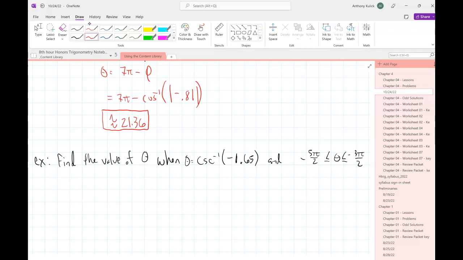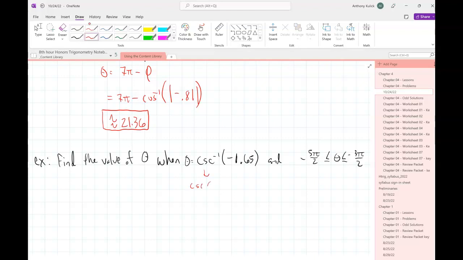Find the value of theta when theta equals cosecant inverse of negative 1.65 and negative 5 pi over 2 is less than or equal to theta, which is less than or equal to negative 3 pi over 2. Two things actually kind of tricky going on here. First thing that's probably most obvious, Mr. Kulik, I can't type cosecant inverse into my calculator. I don't have a cosecant inverse button on my calculator. Oh, is that what you're worried about? Well, we can take care of that.